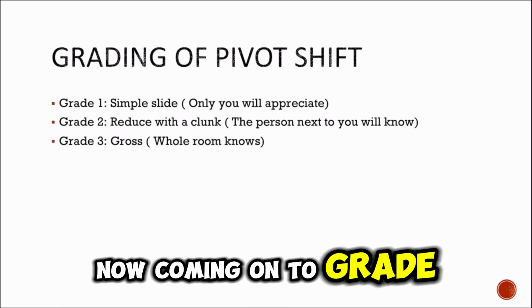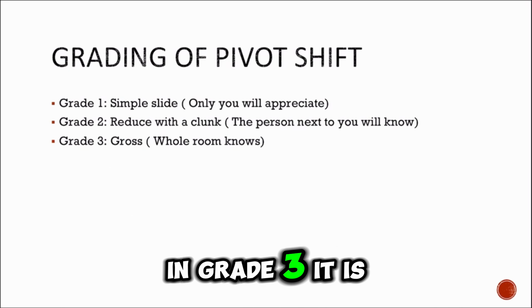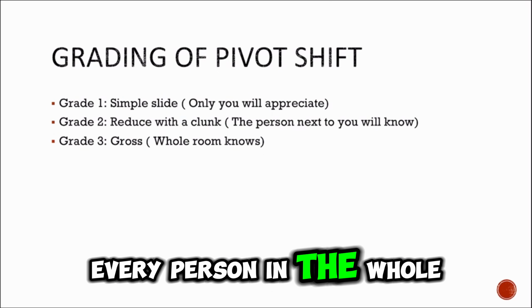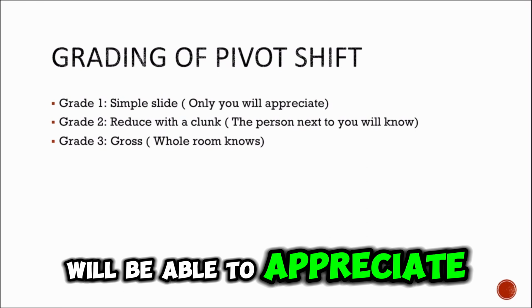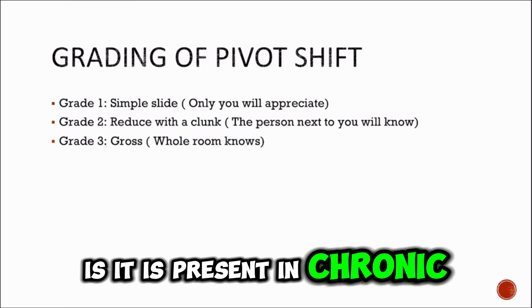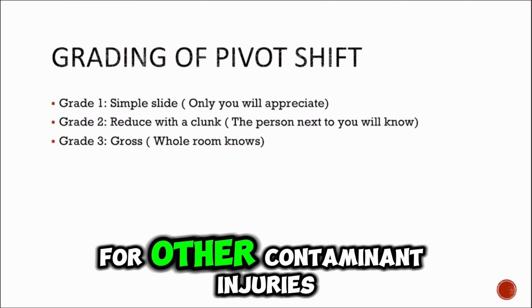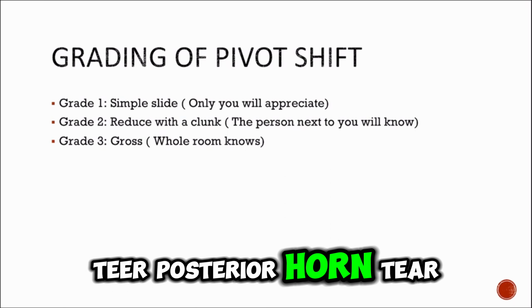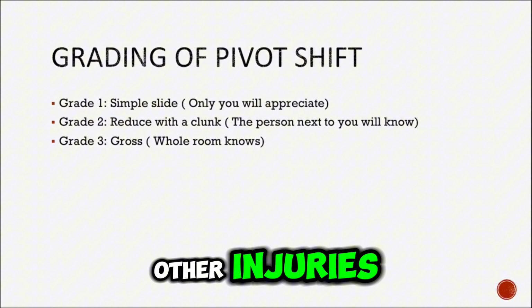Now coming on to grade 3. In grade 3, it is a gross pivot shift, meaning every person in the whole room will be able to appreciate your test. The clinical significance here is that it is present in chronic cases, and you have to look for other concomitant injuries like the ramp tear or the lateral meniscus posterior horn tear. You have to look for other hidden injuries.